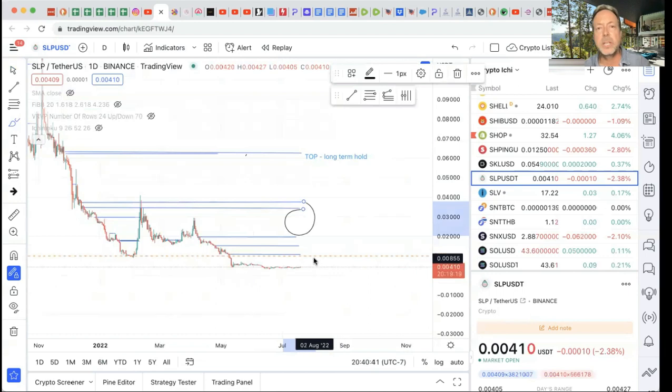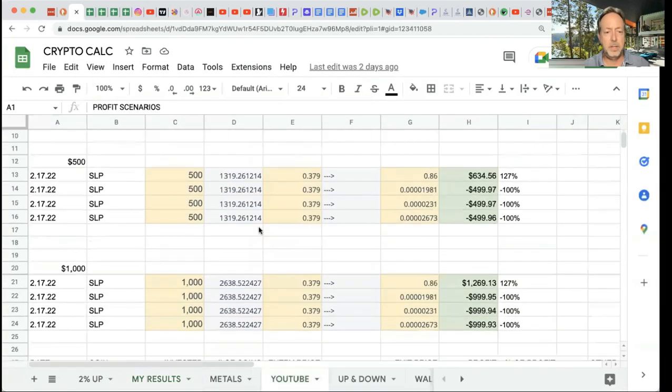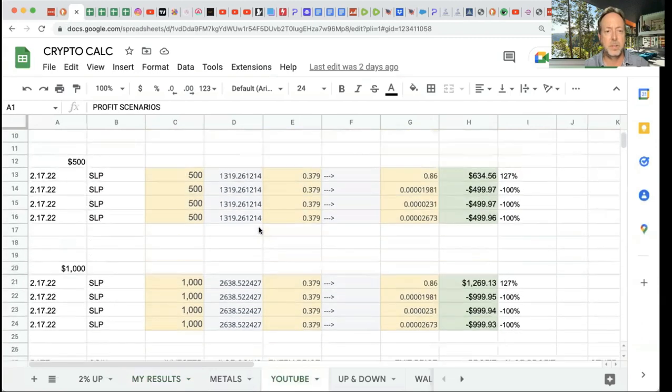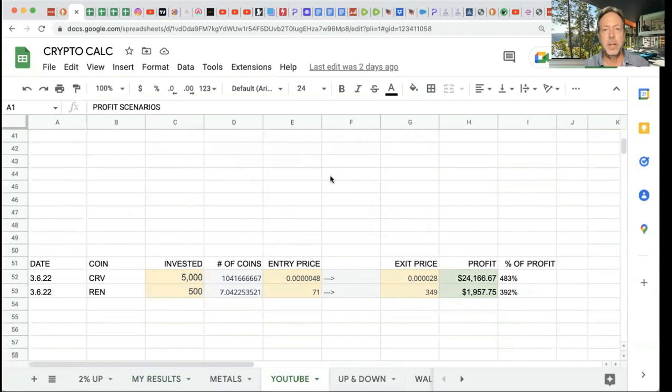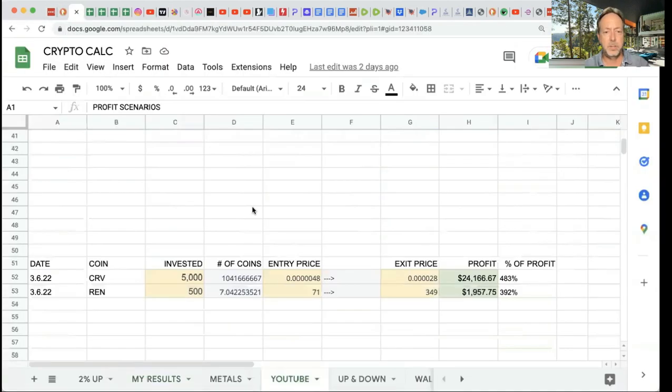Okay. So let's take a look. Let's see what that might calculate out to. So right now we're at, here's SLP, 0.00410. Let me go over here and do some calculations. Let me try to find where I'm at. Okay, here I am. So 0.0041. I'm going to go in here and put in the entry price 0.0041, and I'll put SLP over here.